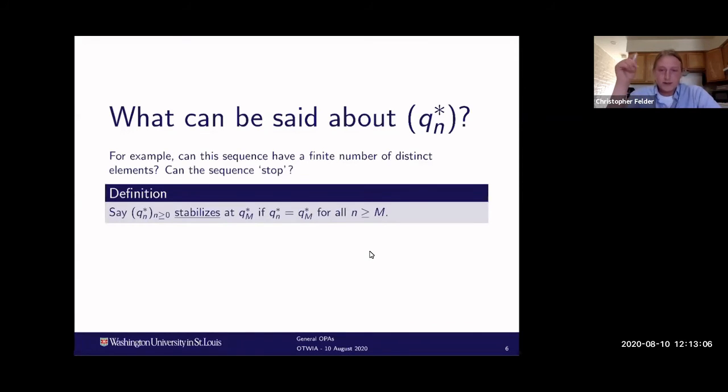So to formalize this stopping, we say that the sequence qn star stabilizes at qm star if qn star equals qm star for all n greater than or equal to m. Okay, so this just means when you're looking at these projections that eventually you just hit a wall, and you hit a wall at this mth projection, right? So you get no closer to where you want to go by adding in higher order terms to your approximation.